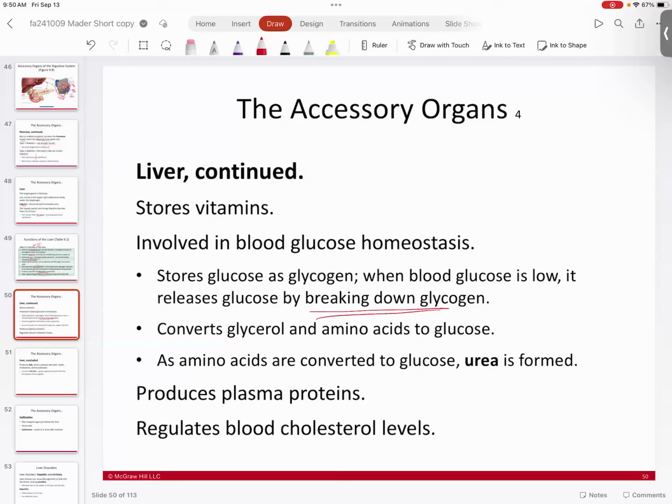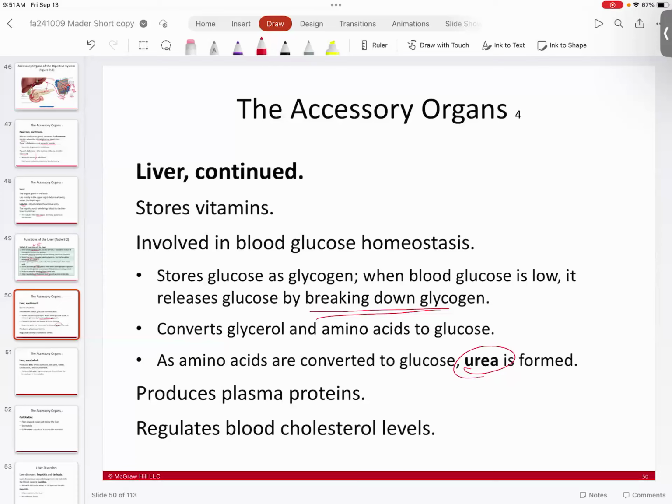And so what'll happen, it can also take glycerol, typically from your fat molecules, and amino acids. It can convert those into glucose. So there's a lot of things going on there. And then when amino acids are turned into glucose, oftentimes urea is formed, which is actually an important molecule when it comes to producing urine in the kidneys.